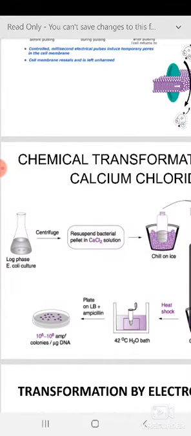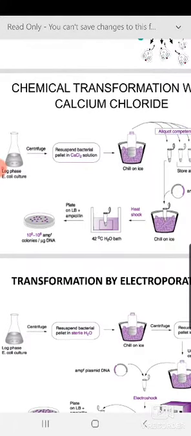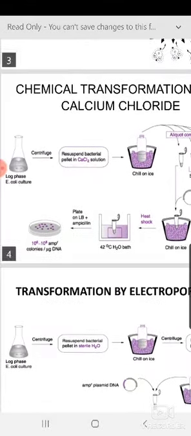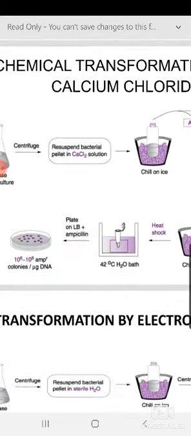Another very popular chemical method which we regularly use to introduce our recombinant plasmid inside the bacterial cell is named chemical transformation with the calcium chloride method. So this is the bacterial cell again, transformation I'm talking about. Bacterial cells generally don't like to take any foreign DNA, so you need to make the cell competent enough to take a foreign DNA. So there is a procedure. Treating with ice cold calcium chloride solution will make the bacterial cell competent.